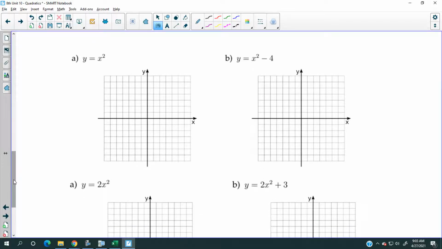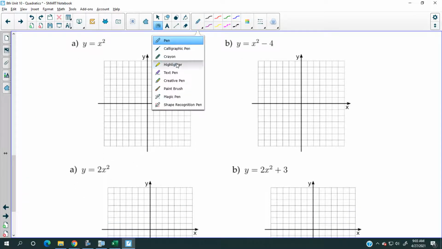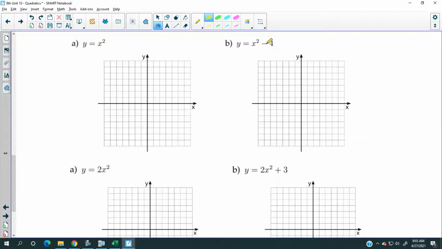Now I want to know, what if I add a number toward the end, meaning the constant? So for example, in this case, -4. So this is the original, again, this is the parent function, the parent function.